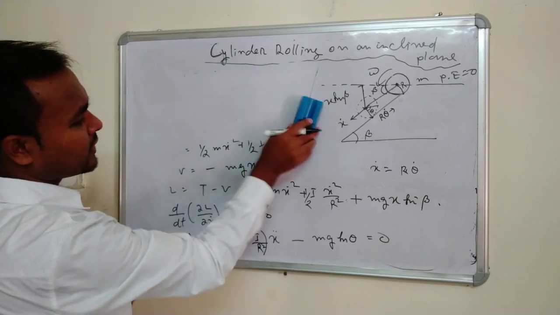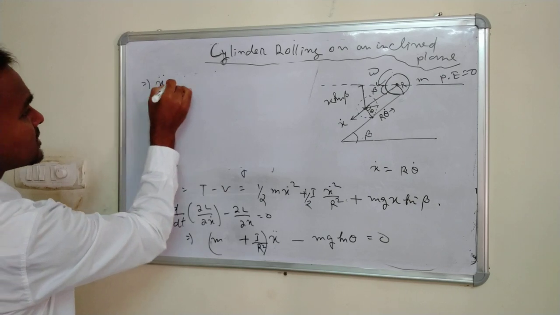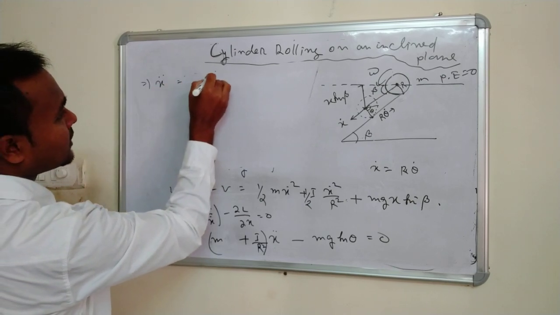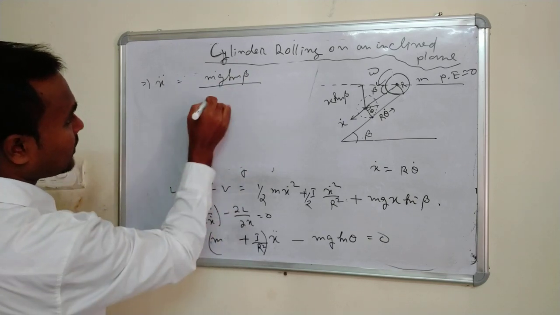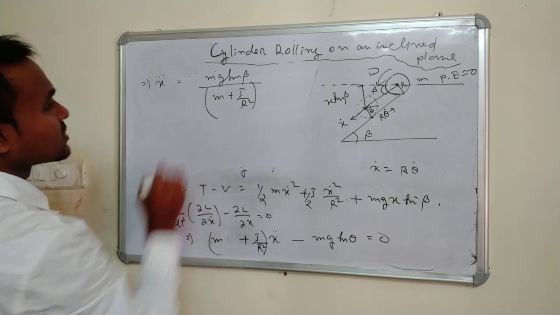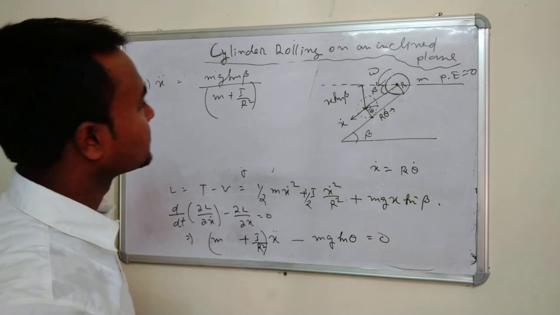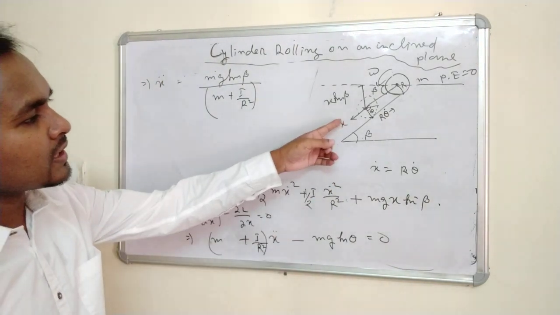So calculation you can do yourself. So here the x double dot is equal to, we have got mg sin beta divided by m plus I by r square. So this is the expression, the acceleration of the cylinder.